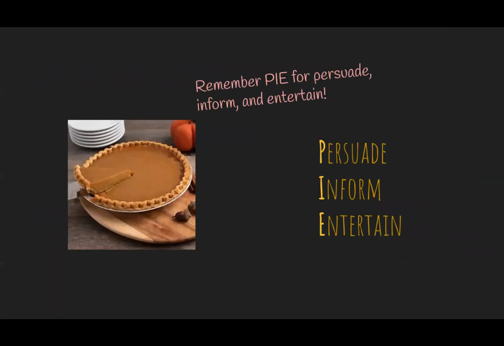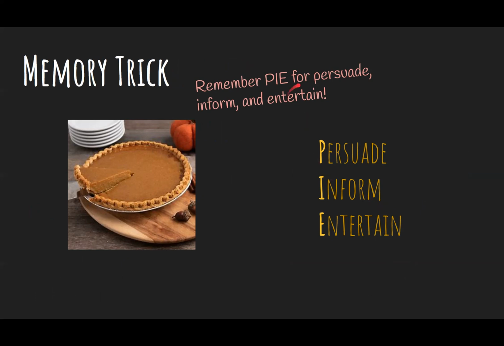Now, if you're having trouble remembering the 3 types, you can always use this little memory trick. It's PIE, so P stands for persuade, I stands for inform, and E stands for entertain. So remember PIE for persuade, inform, and entertain.